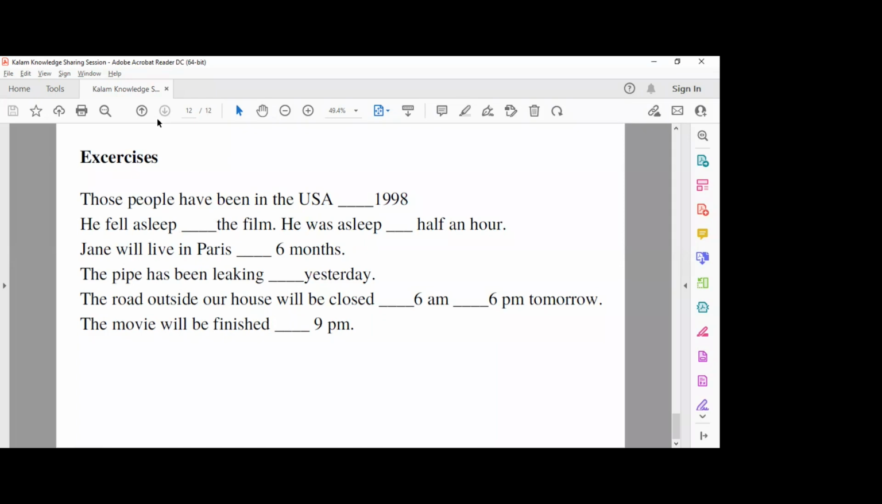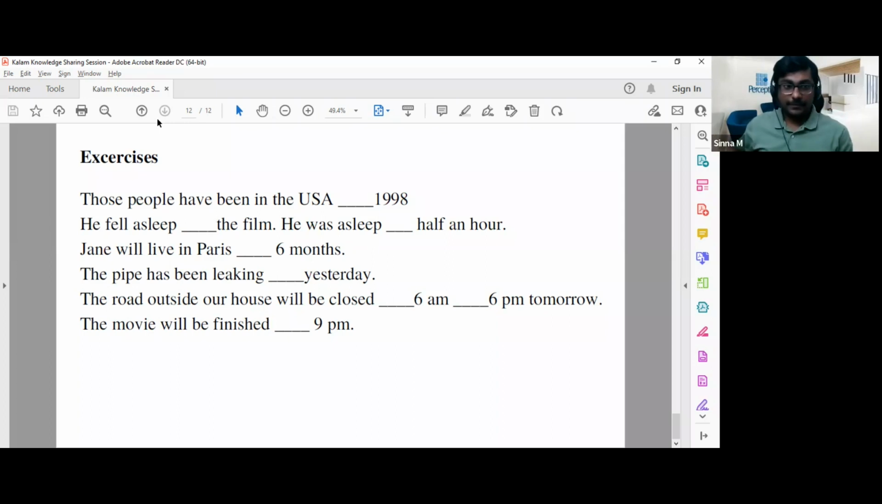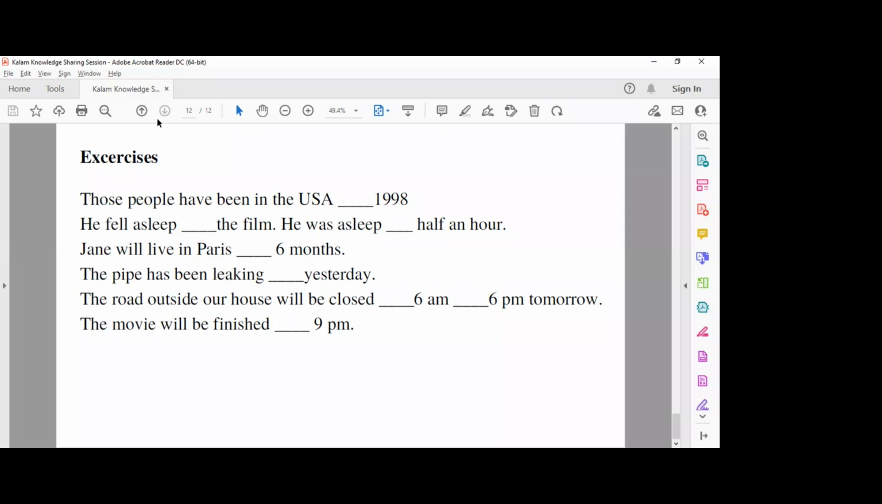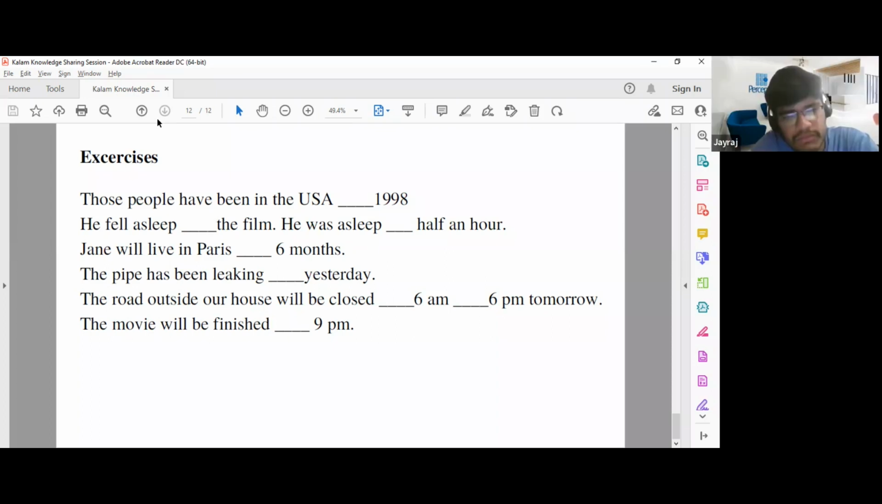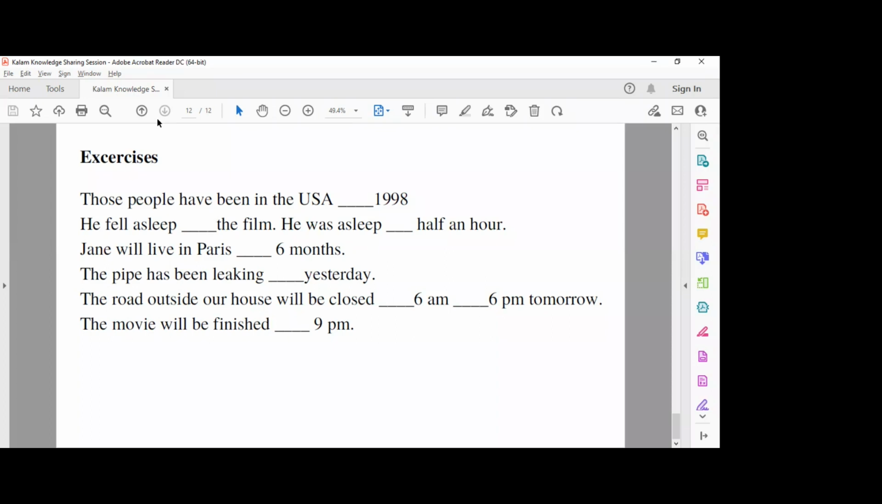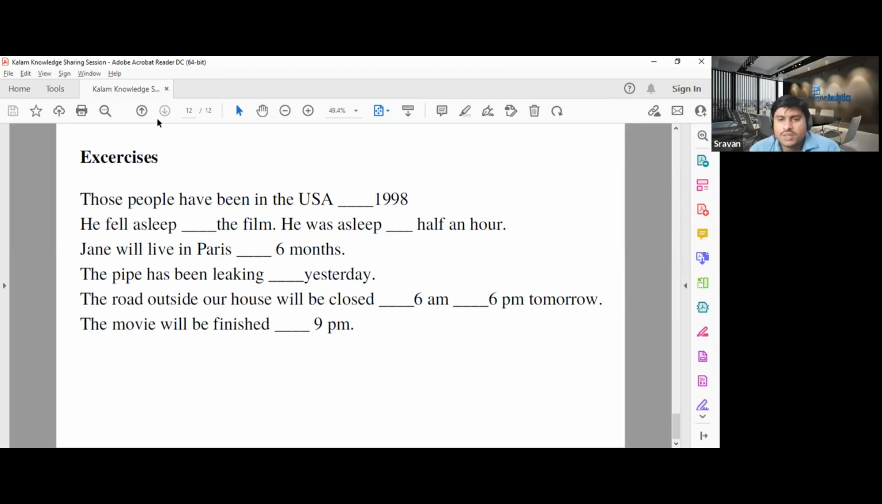The next one is: Johnny lives in Paris dash 6 months. Next one is: the pipe has been leaking dash yesterday. Since. Yes, correct. The next one is: the road outside our house will be closed dash 6 a.m. dash 6 p.m. tomorrow. From 6 a.m. to 6 p.m.